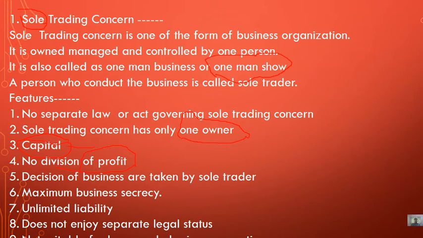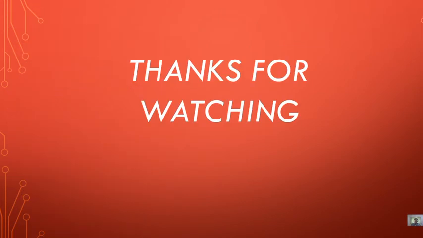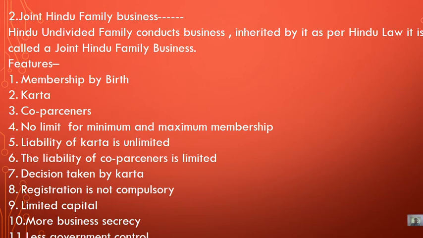The next form of business organization is the joint Hindu family business. A Hindu undivided family business conducts business inherited by it. As per Hindu law, it is called a Hindu family business.